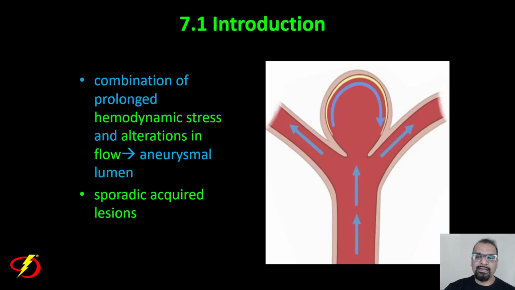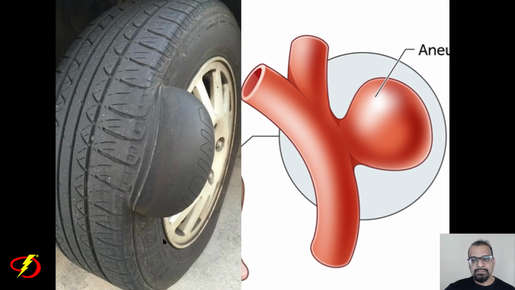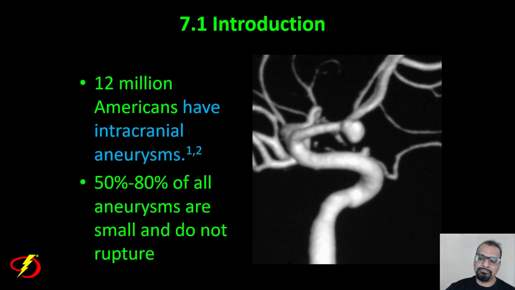Now, what causes brain aneurysms? Well, we believe it's a combination of prolonged hemodynamic stress and alterations in flow that cause these aneurysmal lumens to grow. Because we believe this occurs over time, these are termed sporadic acquired lesions. And just like this bleb on this tire is an acquired lesion. When this person bought their car, this bleb wasn't here, but there's probably a focal weakness in the tire that causes it to expand and grow, just like a brain aneurysm.